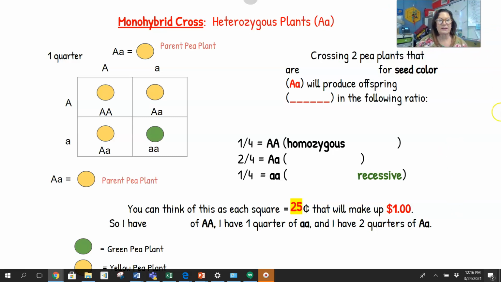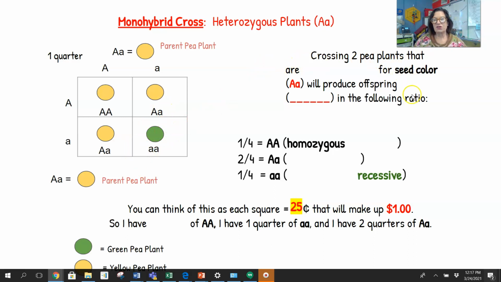So we're going to talk about crossing a heterozygous plant. Remember, heterozygous is two different traits. So A is dominant and little a is recessive. So when I have my parent pea plants, they're both going to be heterozygous, right? So they're going to be big A, little a. And that's going to give us yellow. So what that can tell us is that if my phenotype is yellow, this capital A must be yellow, right? And then if I look down, my little a is going to be green.